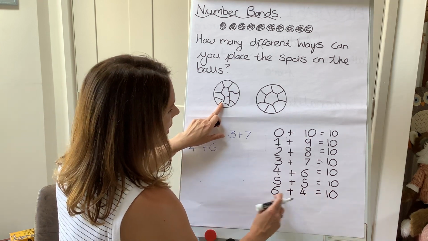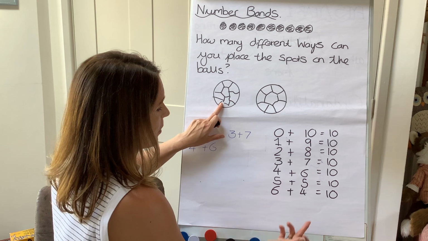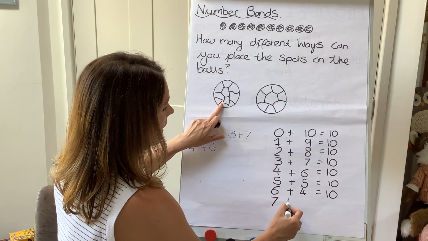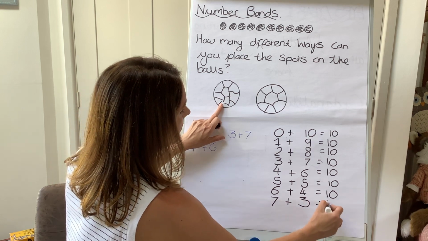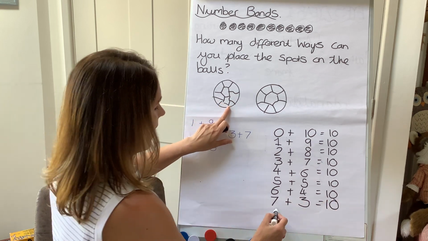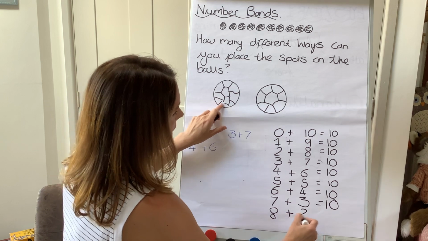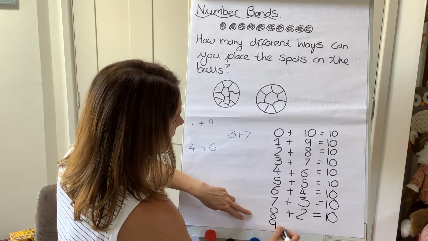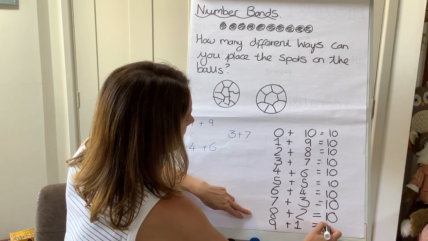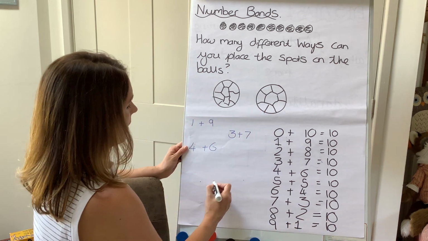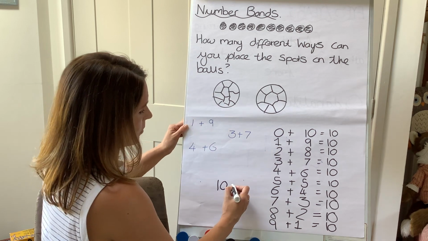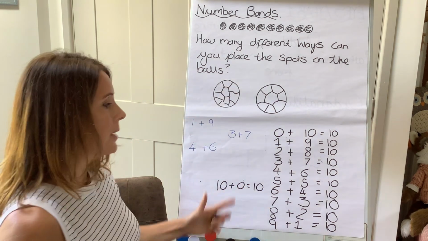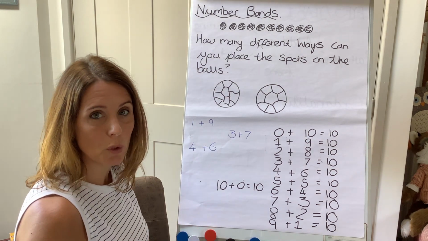Then I could have, well, I've already used 5 and 5, so I won't be able to use that one again. 7 and 3. I could have 8 on this one and 2 on the second one. I could have 9 on this one and 1 on the second one. Then I have 10 on the first one and 0 on the second one. And by doing it that way, I've made sure that I found all possibilities.